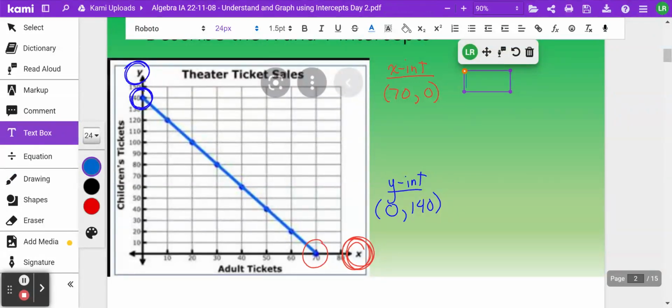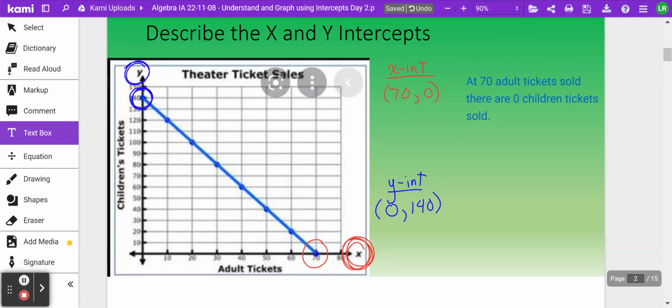So for our x-intercept, we could say at 70, and then we need to look here at what is being shown on the x-axis. That's the adult tickets. At 70 adult tickets sold, there are 0 children tickets sold. Okay, so that would be how we do that one.